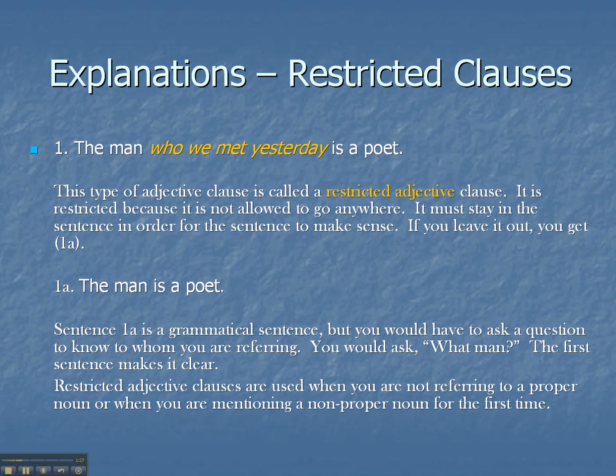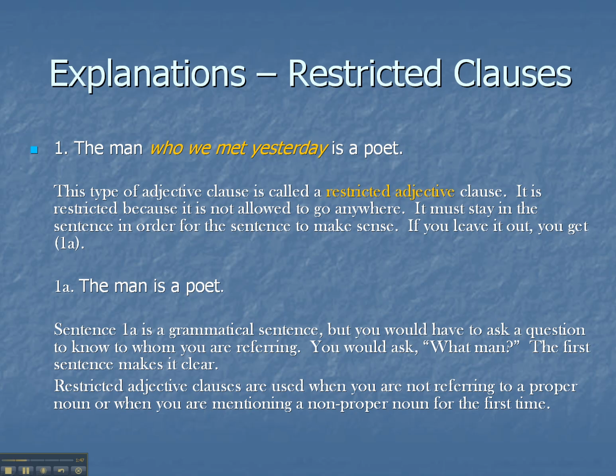Let's look at restricted clauses first. Now, you may know what the word restricted means. It means you can't go anywhere. So when you were young and restricted to your bedroom, it means you had to stay in your bedroom. You couldn't go anywhere. Well, the meaning also relates to these adjective clauses.